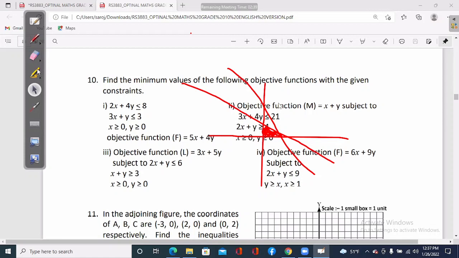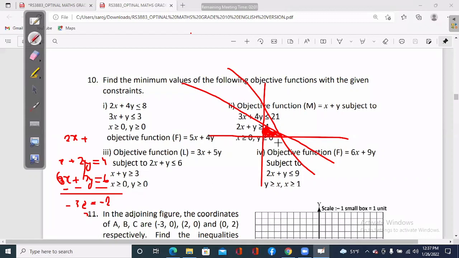Let me see how much it is. This 5x, this 2x plus 2 common, yes. 3x plus 2y equals to 4. 6x plus 2y equals to 6. We will solve it. Minus 5x. Oh, it will come in fraction. It will come in decimal. 5 by 2. Oh, this point will come in.